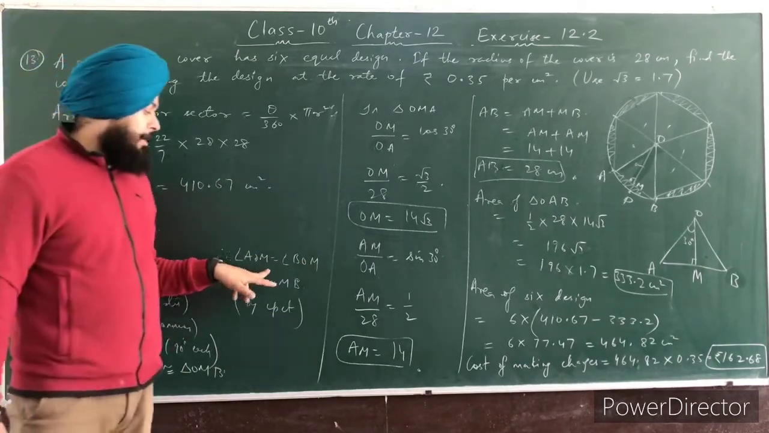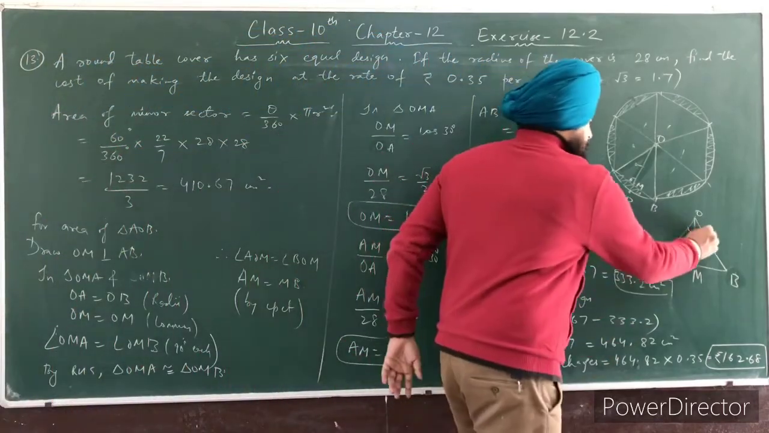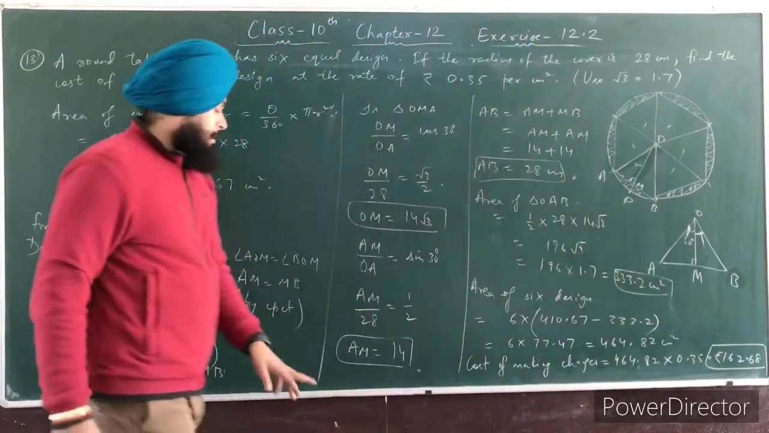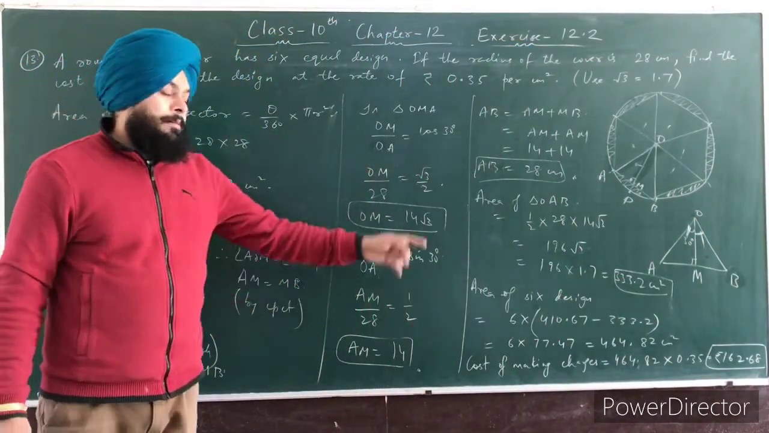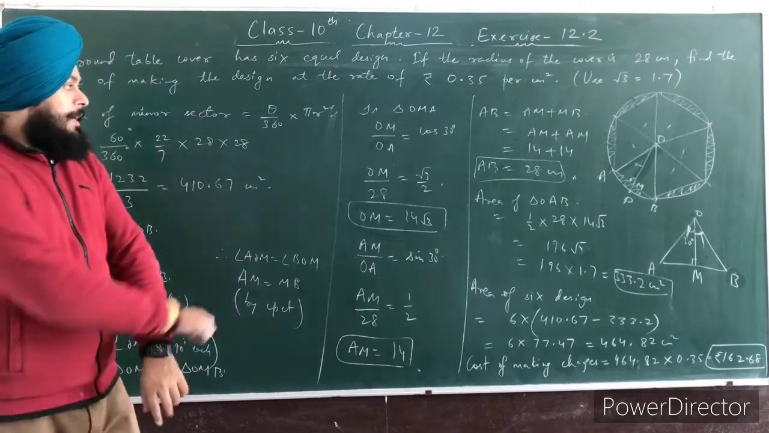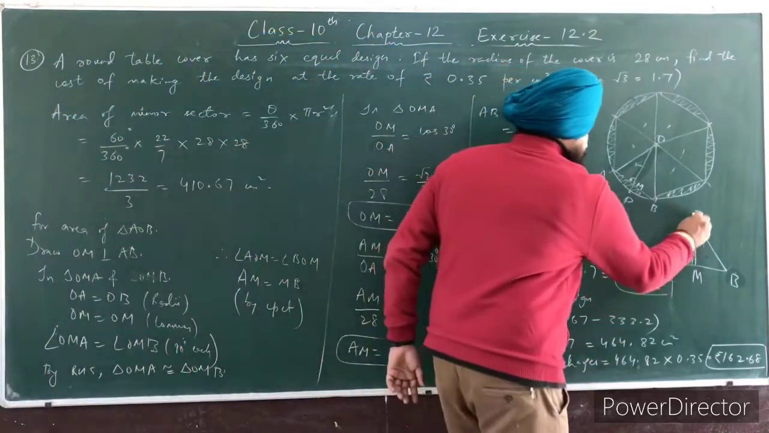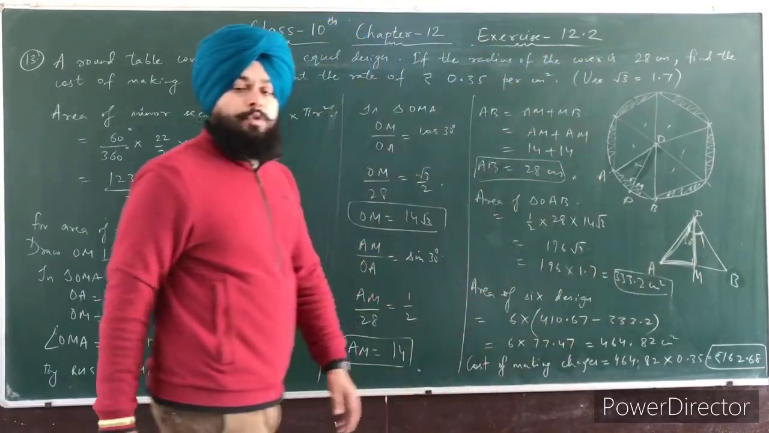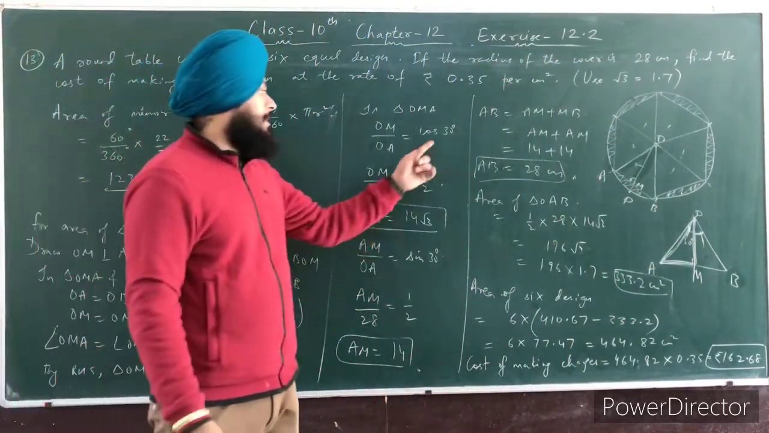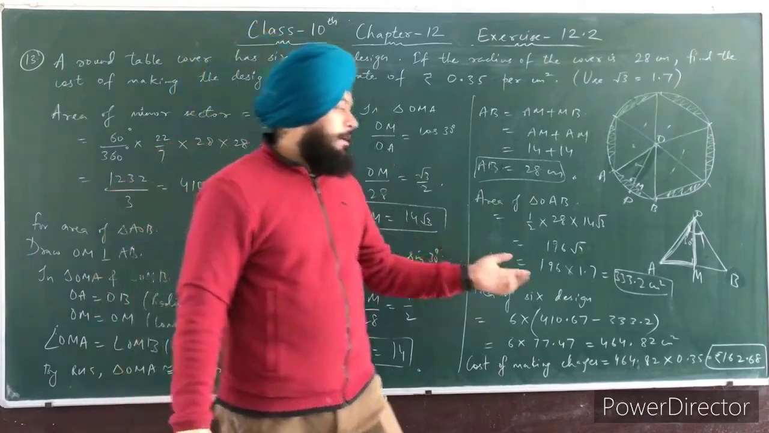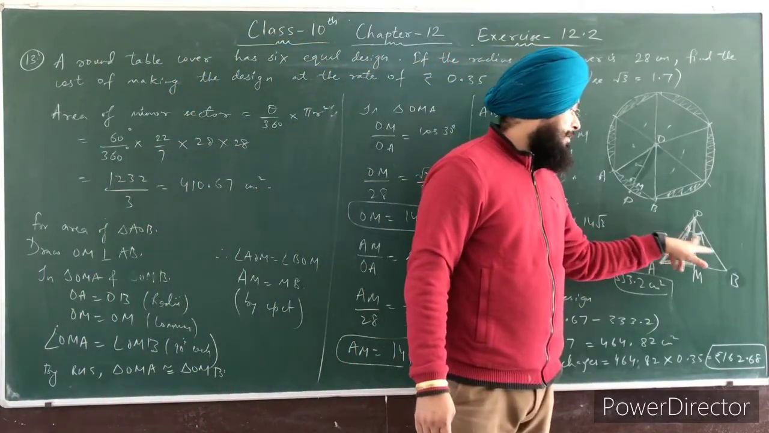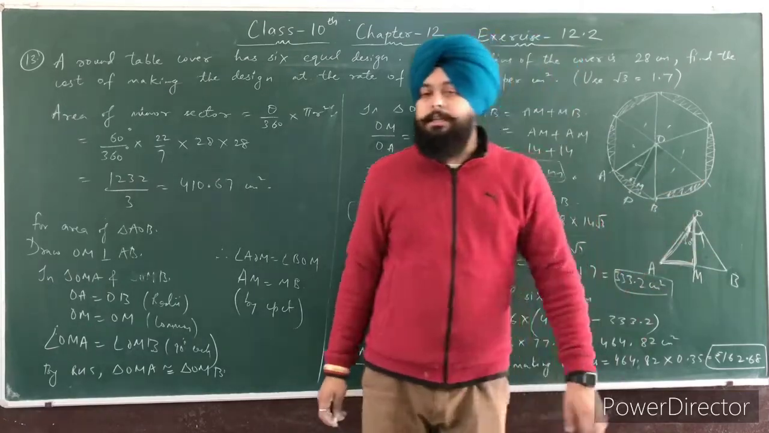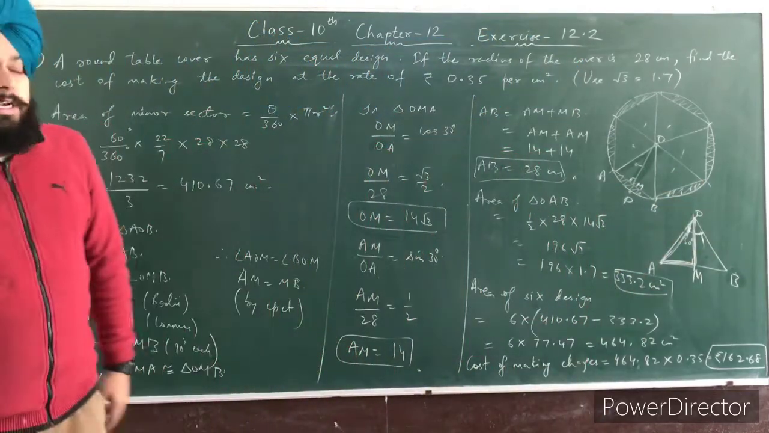Now we will take angle AOM is equal to angle BOM. And second is AM is equal to MB by CPCT. After that, in this triangle, OM over OA, base over hypotenuse, is equal to cos theta, and theta is here 30 degrees. Why 30 degrees? Because angle AOM is equal to angle BOM, and the complete measure of angle AOB is 60 degrees. So half of it is 30 degrees.